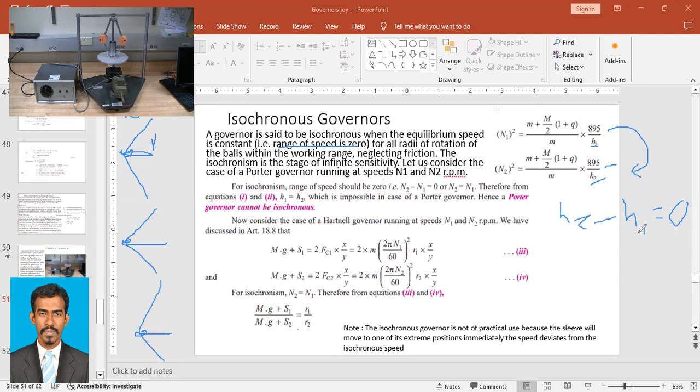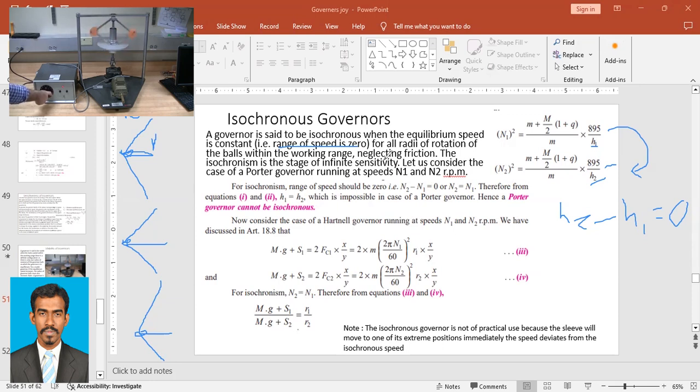So h1 is equal to h2. Is it applicable for a Porter governor? No. Why? Because with the change in the speed, there should be a height change. So this is impossible. While the speed is changing, we can't have a single height. We can't have h1 equal to h2 in a Porter governor. Hence, a Porter governor cannot be isochronous. If you ask whether the Porter governor is an isochronous governor or not, no is the answer, because it is impossible to have such a relationship in a Porter governor.